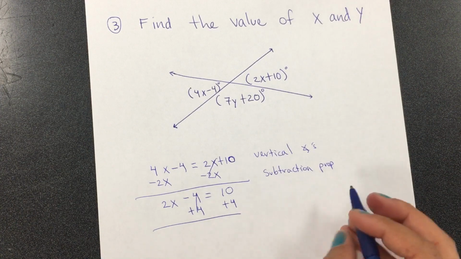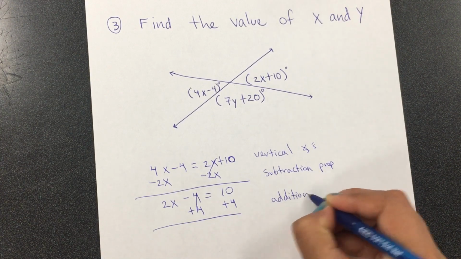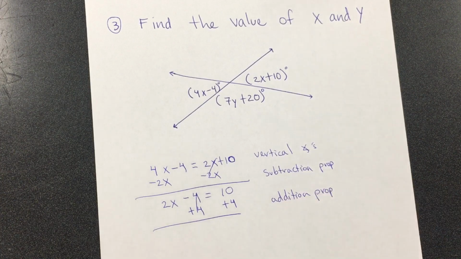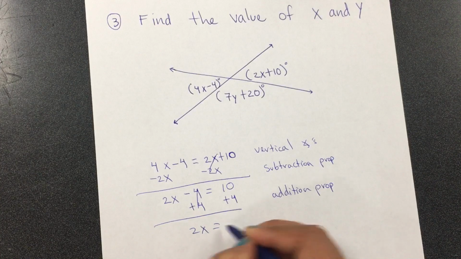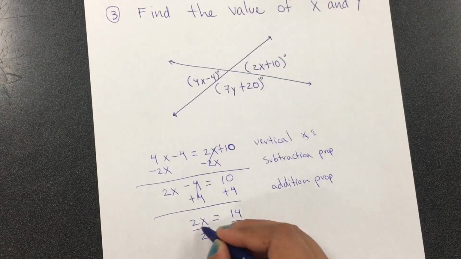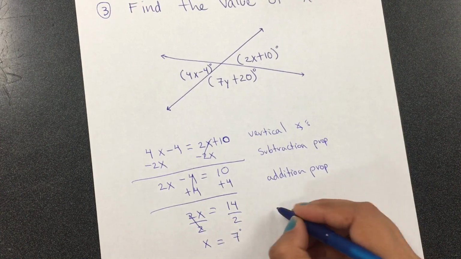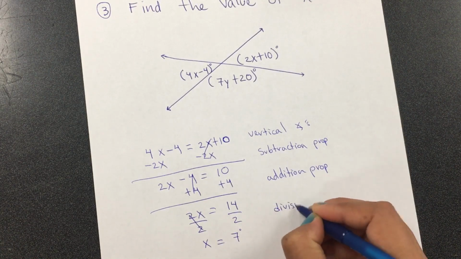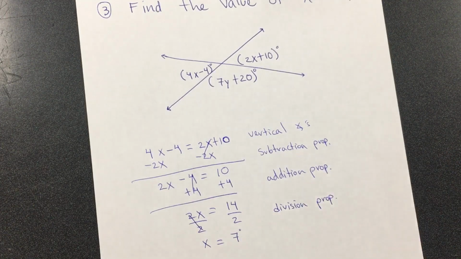Then we're doing addition property. Okay, those properties that we saw at the beginning. And we get 2x is equal to 14. Finally, we use the division property and we get that x is equal to 7. So this is the division property. Okay, I'm abbreviating those.